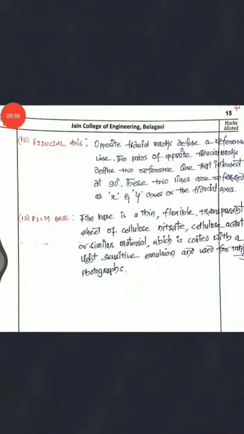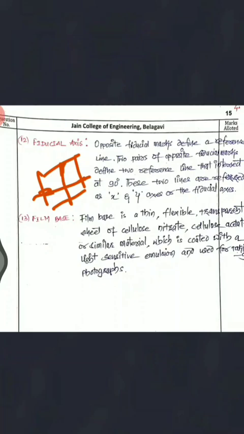Now the 12th definition is fiducial axis. As I said, we know what a fiducial point is. Now if you take a camera plane or a photographic plane, and if you mark the reference points on that, and if you join those reference points, then we call that what? Fiducial axis. The line joining the fiducial points, we call as what? Fiducial axis. Opposite fiducial marks define a reference line.